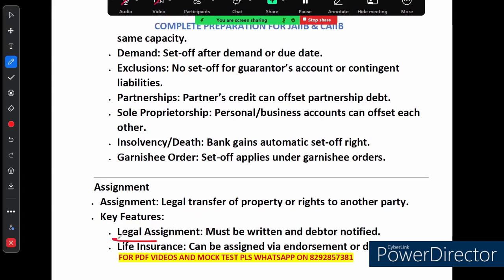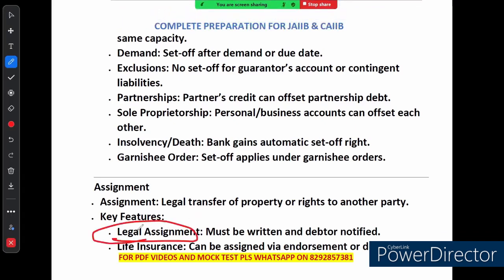Now the first thing is for a legal assignment. It must be in writing, written clearly, and the person who owes the debt must be notified. So the debtor must be notified. So it must be legal, it must be in writing, and the debtor must be notified.